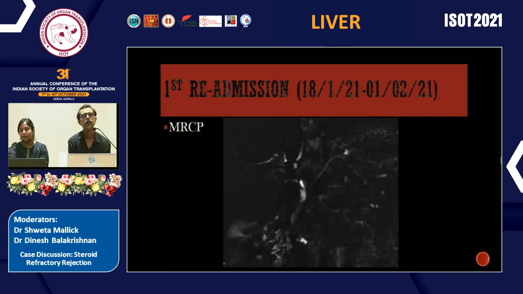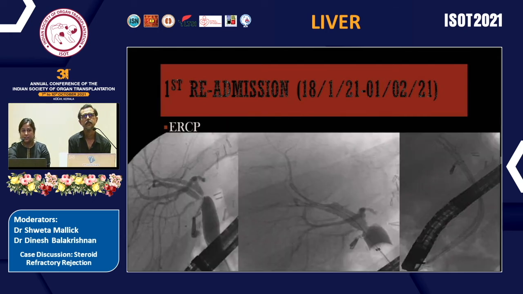So we did think that there could be a possible biliary issue in the background, and we performed imaging. The MRCP showed a biliary stricture at the anastomosis. Because the patient was severely symptomatic with pruritus and jaundice, we decided to go ahead with an ERCP. ERCP also confirmed a stricture which required balloon dilatation, and 2 stents were placed, both in the anterior and posterior sectors.